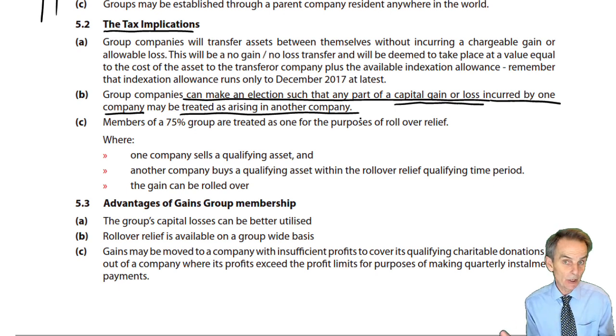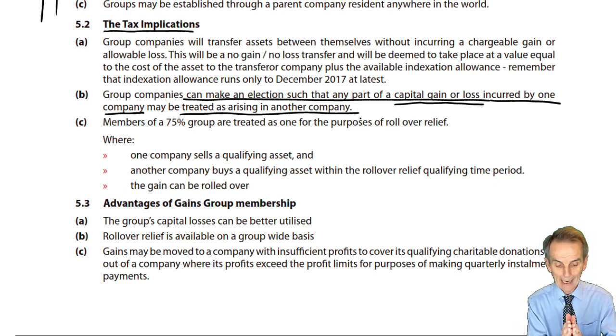And there is what is sometimes known as a matching election that is available. And that matching election, as we said back at our earlier intro, and now will be seen in detail here, allows you to match any part of a gain against any part of a loss. You can deem any part of a gain or loss made by one gains group member to have been made by any other gains group member. So you could move the loss to the gain, or the gain or any part of it to the loss.